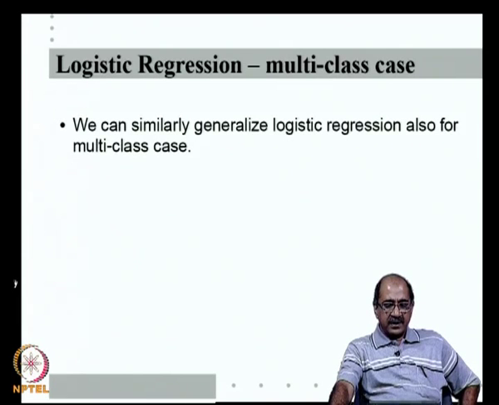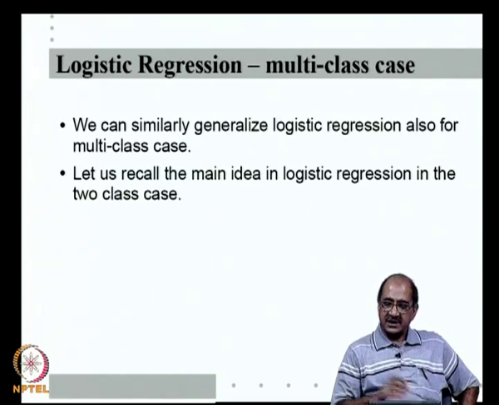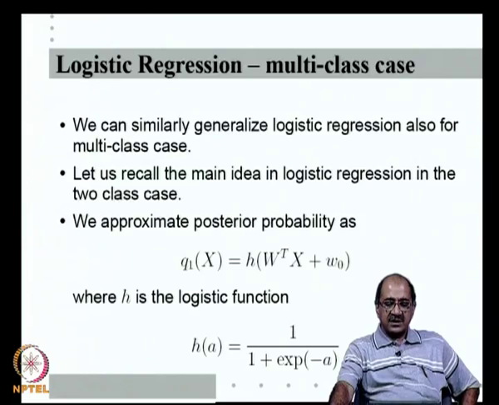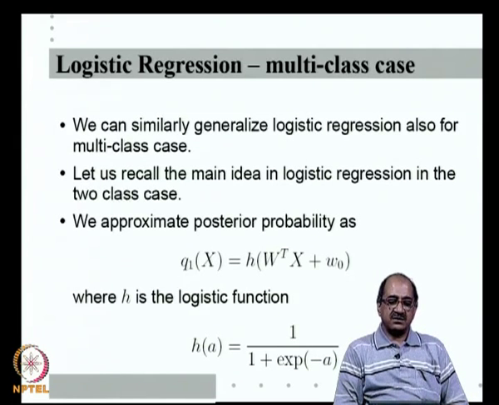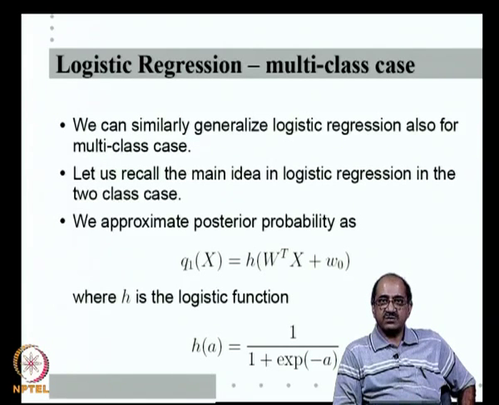Let us just recall the main idea of logistic regression. Logistic regression essentially uses linear least squares, but instead of using a simple linear model W transpose x, it uses h of W transpose x. So, the idea is that you approximate the posterior probability. Recall that we are using q's as the symbols for posterior probability. So, q_1(x) is the posterior probability of class 1. We want to represent q_1(x) as h of W transpose x plus W naught for some W and W naught, that is what we will learn ultimately, where h is the logistic function, h(a) is 1 by 1 plus exponential minus a.